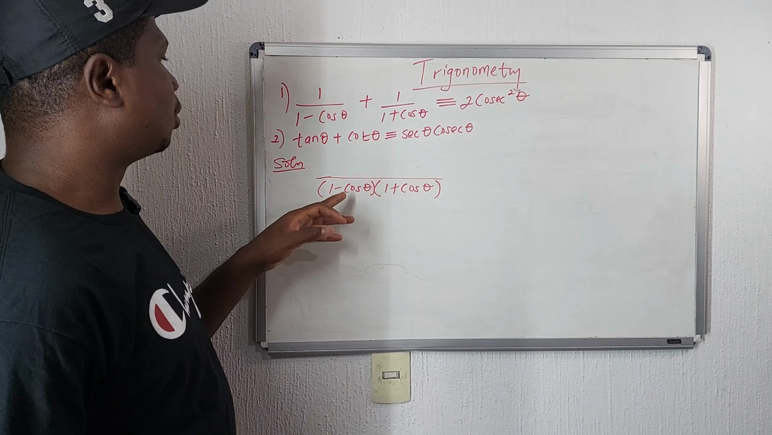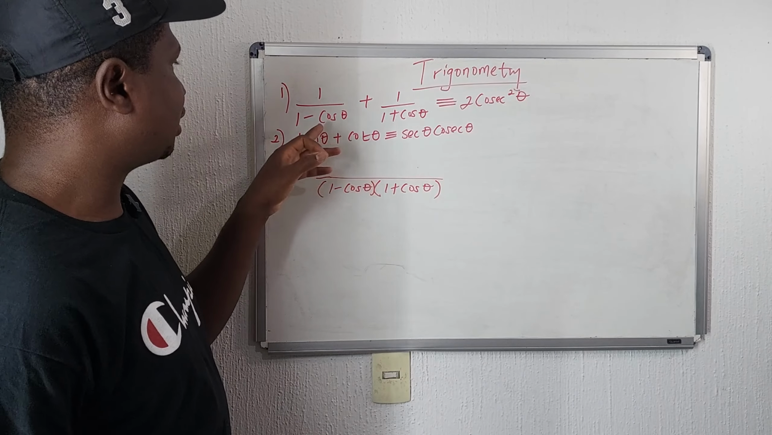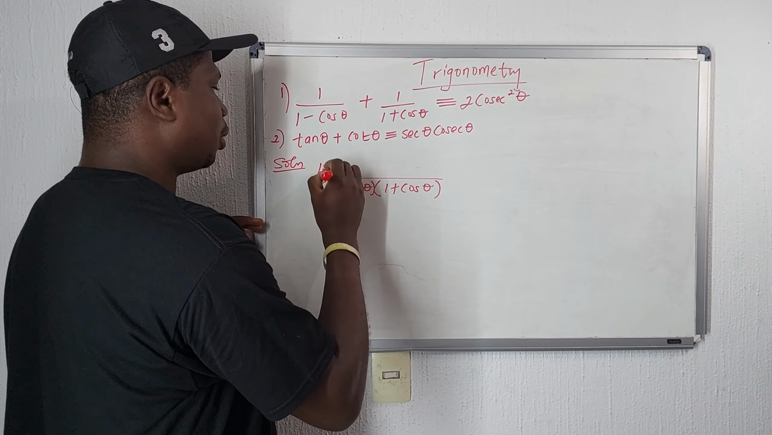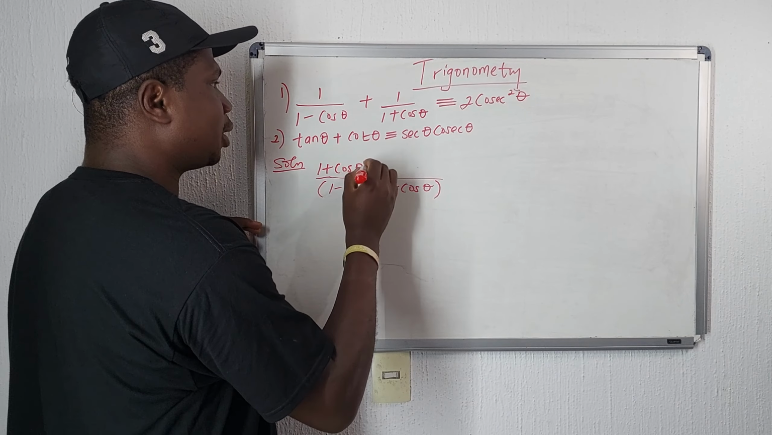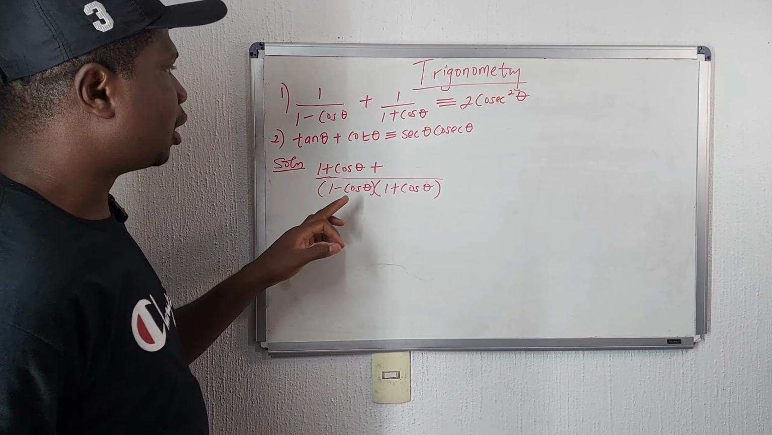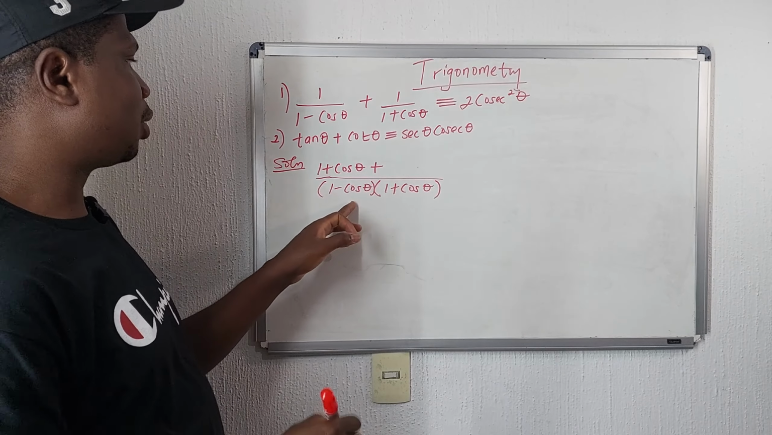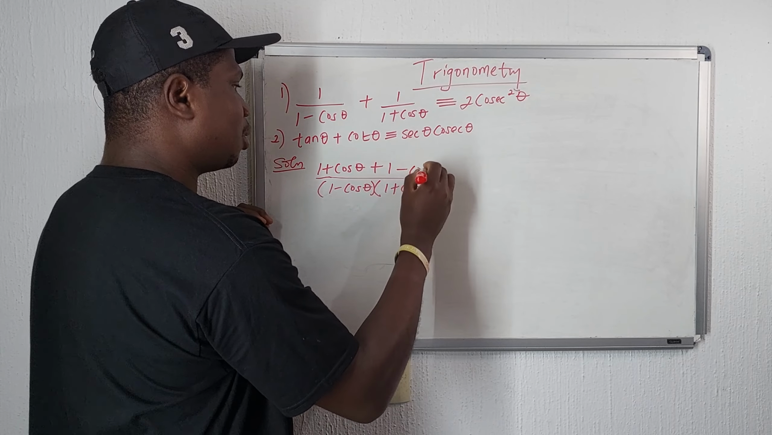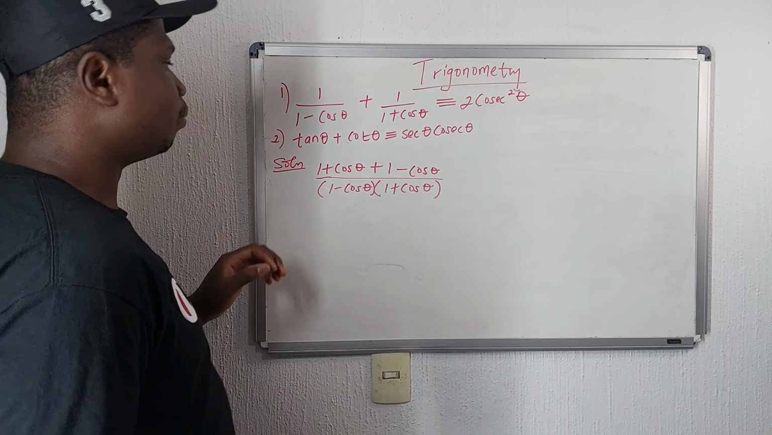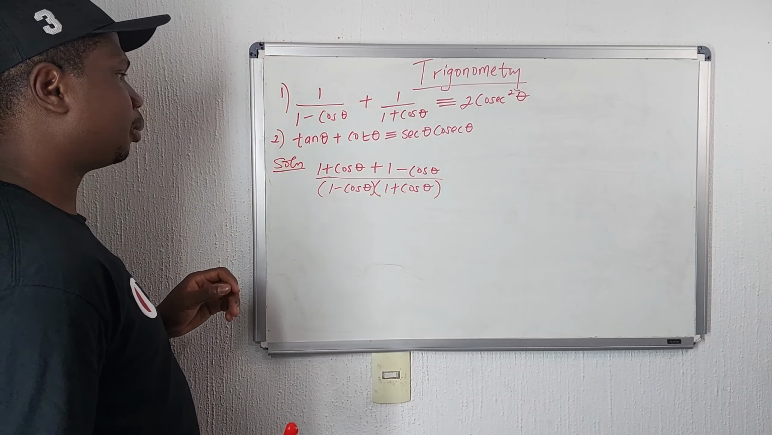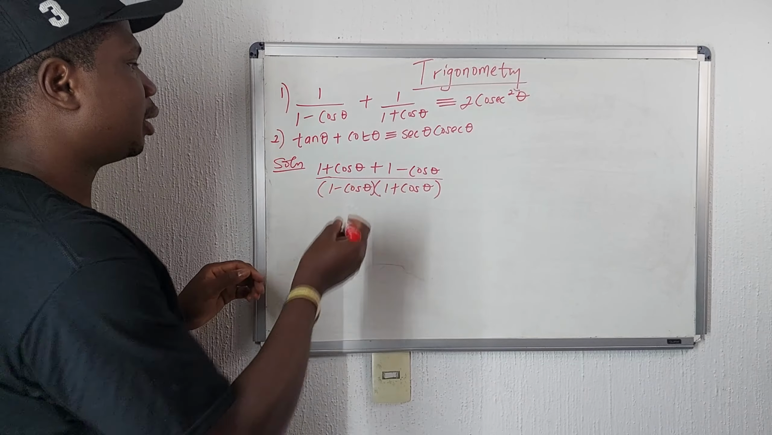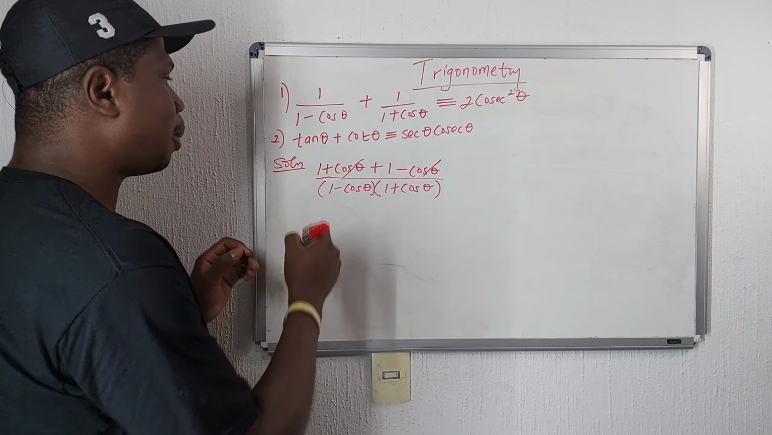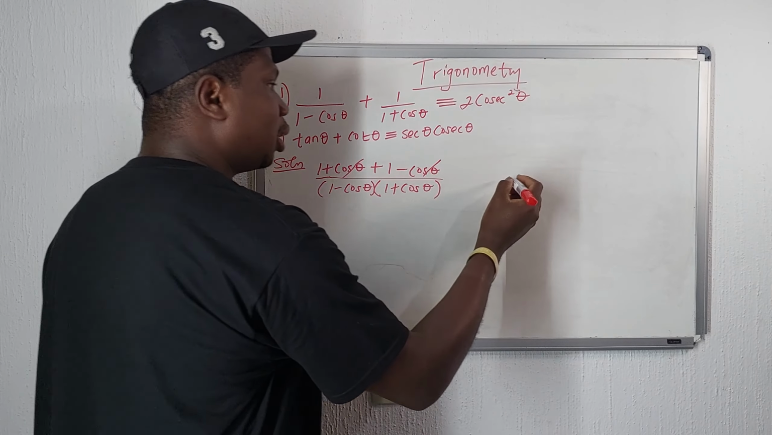Now, if this divides this, we're going to be left with 1 plus cos theta. Plus, if this divides this, we'll be left with 1 minus cos theta times 1, which is the same thing, 1 minus cos theta. Okay, so we're left with, you can see that this can cancel this. Plus cos theta minus cos theta cancels out. So 1 plus 1 is what?